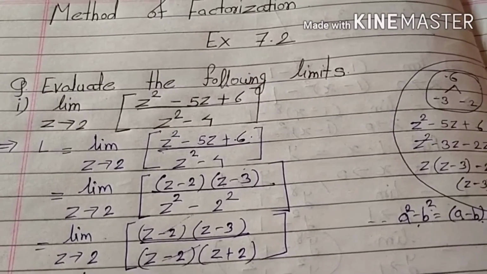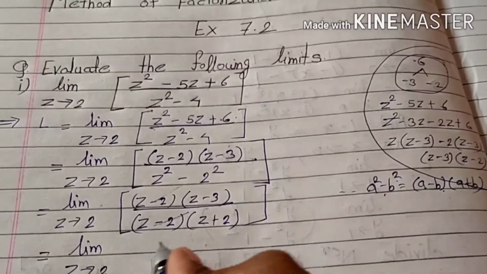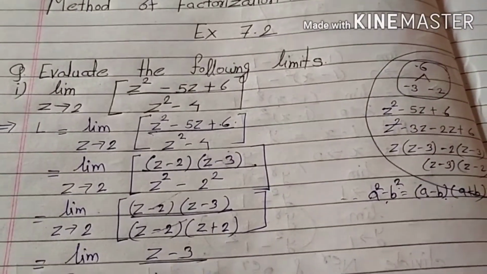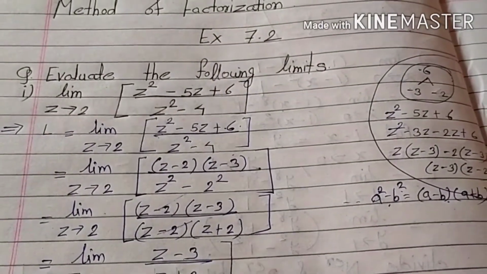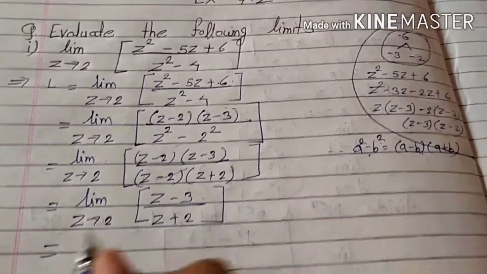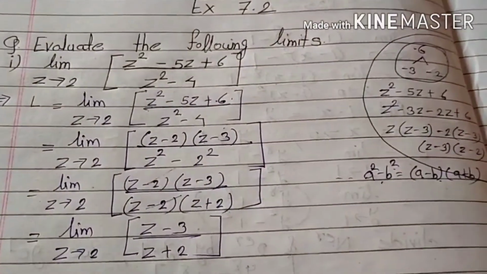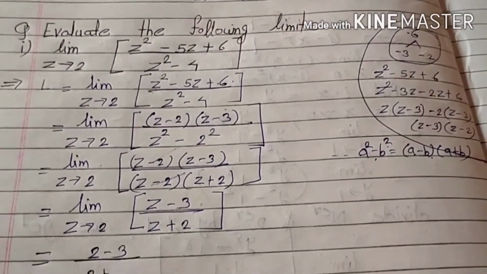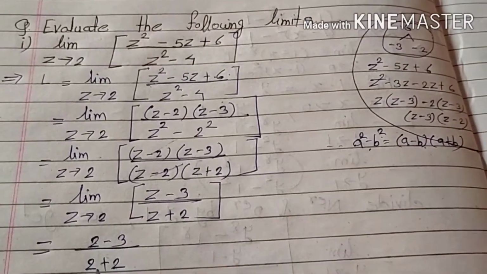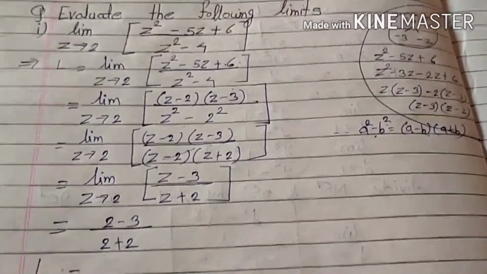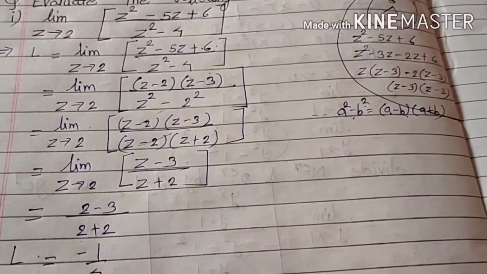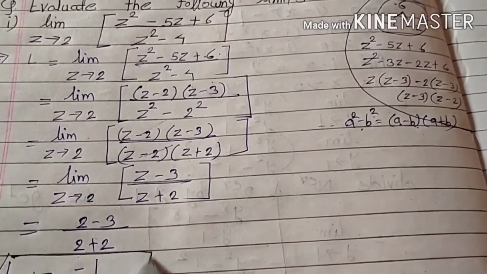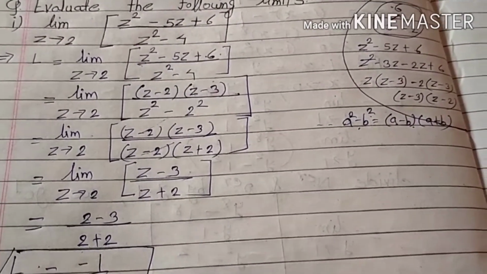So now apply the limit. After cancelling, you can apply the limit. Applying the limit means put in the value of the limit. So it is 2 minus 3 upon 2 plus 2. 2 minus 3 is minus 1, means L is equal to minus 1 upon 4. So this is your answer.